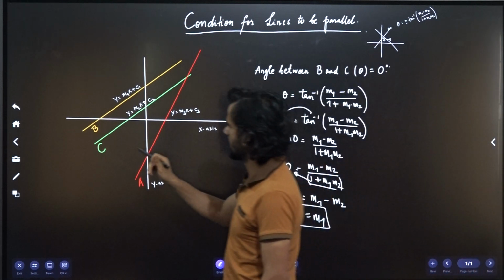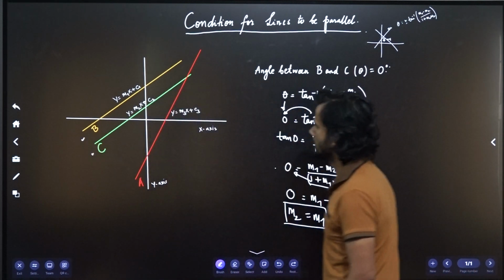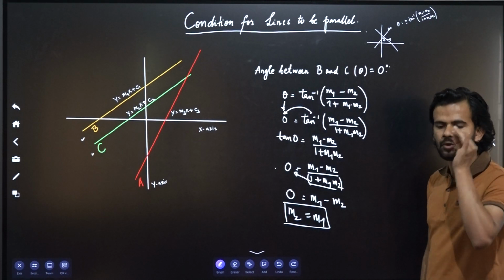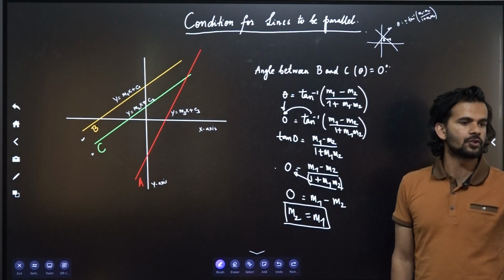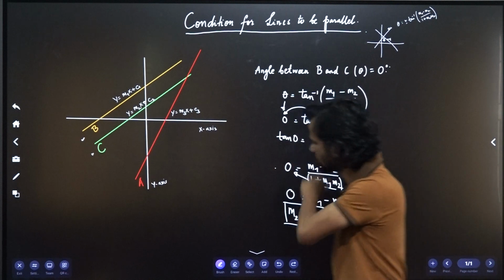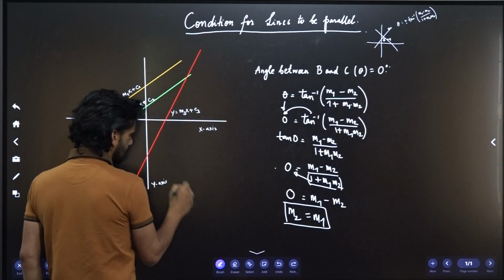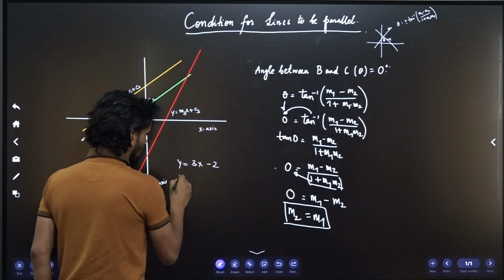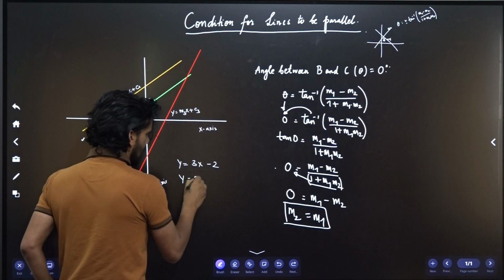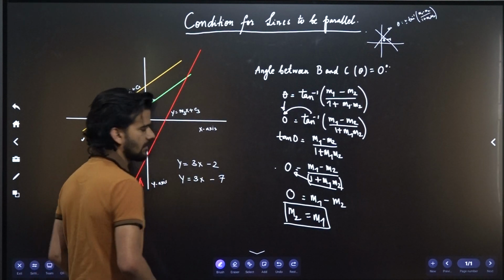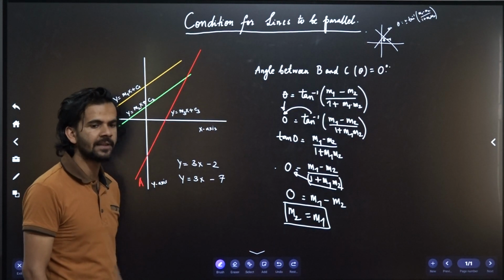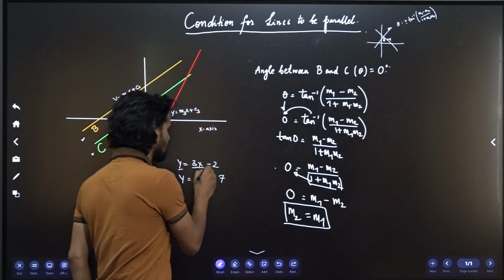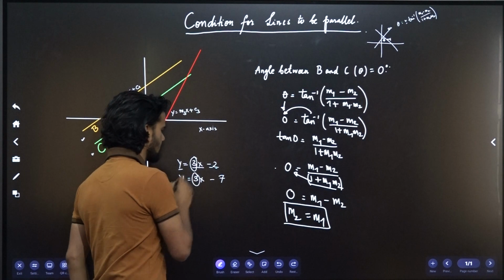When two lines are parallel, B and C are parallel, what will happen naturally? Both lines have the same slope. They should have equal slope values. That is to say, if I give you two lines, y equals 3x minus 2 and y equals 3x minus 7, they are both parallel, because the slopes are equal. In y equals mx plus c, m is the slope, and both are equal.